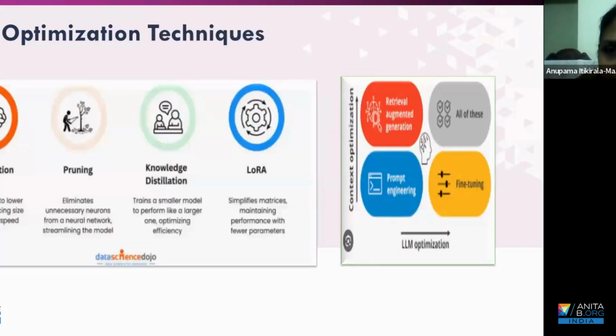So now coming to the techniques, am I okay with the speed? Am I going fast? No, all good. You can keep going. The flow is good.